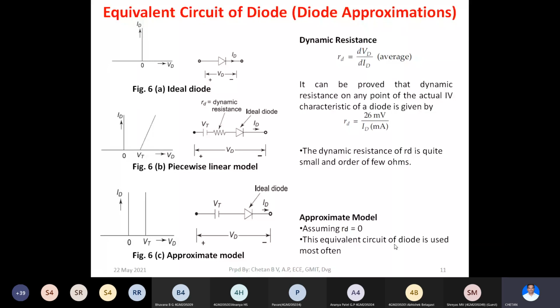Now let us see one of the applications of this equivalent circuit, that is, how to use these models to perform network analysis or circuit analysis. I will take you through one of the examples.